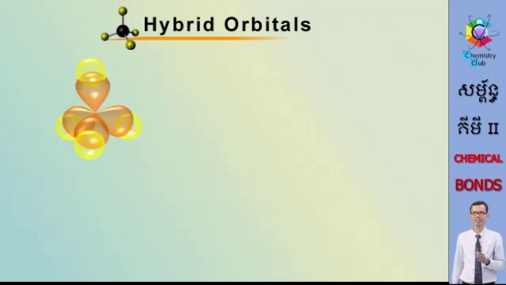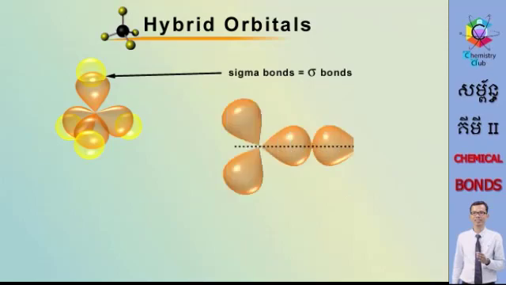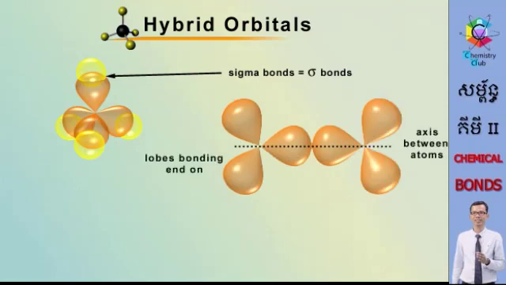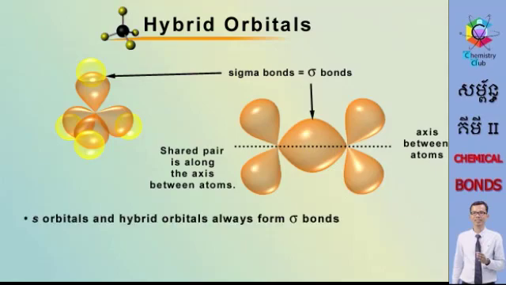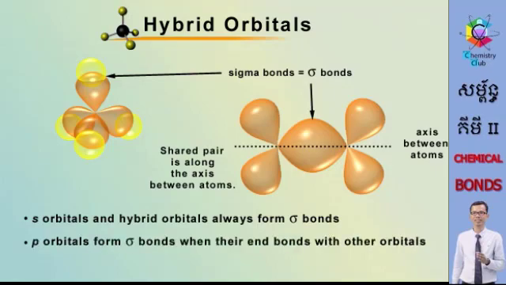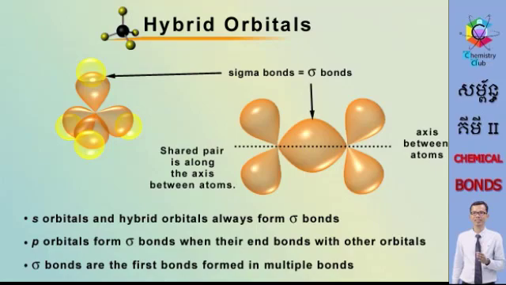The bond that is formed between the electron in a hybrid orbital and another atom is called a sigma bond, symbolized by the lowercase Greek letter sigma. Sigma bonds are formed when lobes of orbitals point towards each other and overlap, and the shared electron pair is centered along the axis between the atoms. Both s orbitals and hybrid orbitals always form sigma bonds. When p orbitals bond end-on with other orbitals, a sigma bond is formed. It is the sigma bond that forms first when multiple bonds are formed.